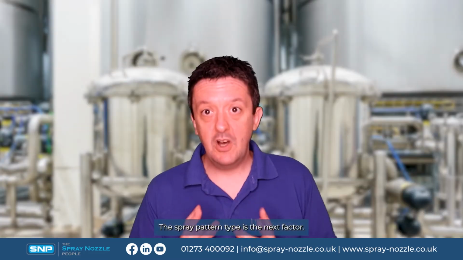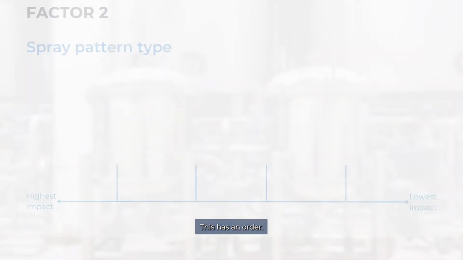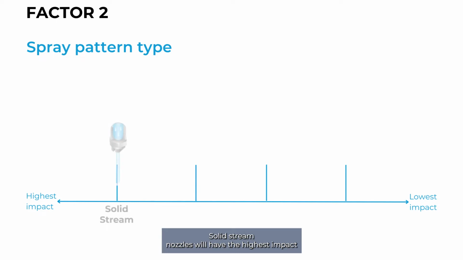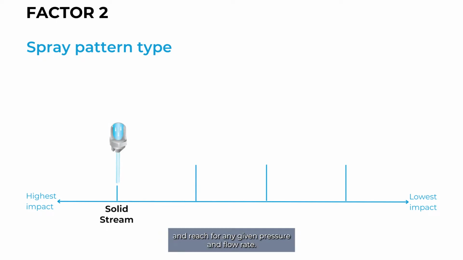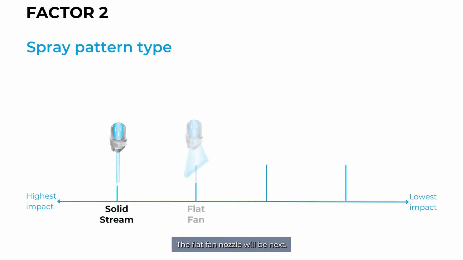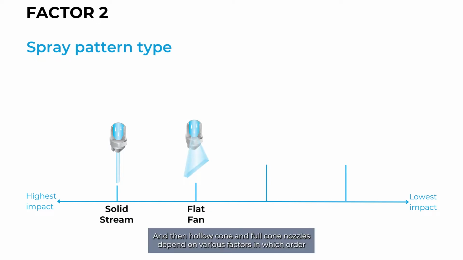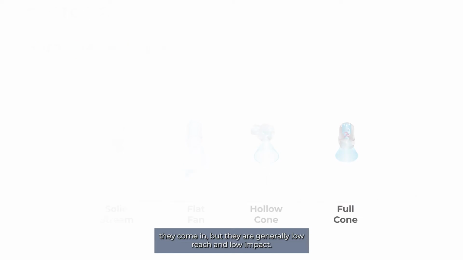The spray pattern type is the next factor. This has an order. Solid stream nozzles will have the highest impact and reach for any given pressure and flow rate. Then flat fan nozzles will be next. And then hollow cone and full cone nozzles, it will depend on various factors in which order they come in, but they generally have low reach and low impact.